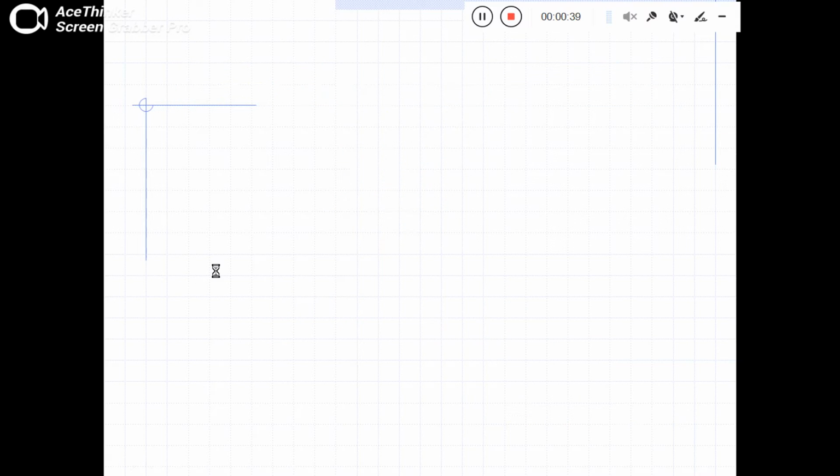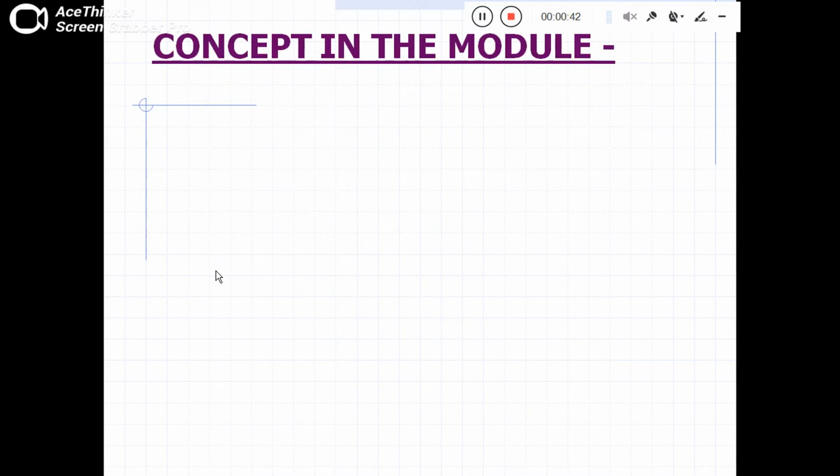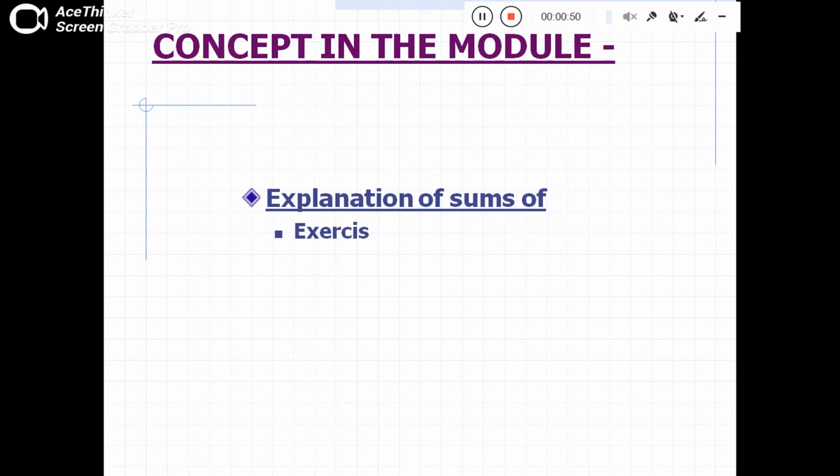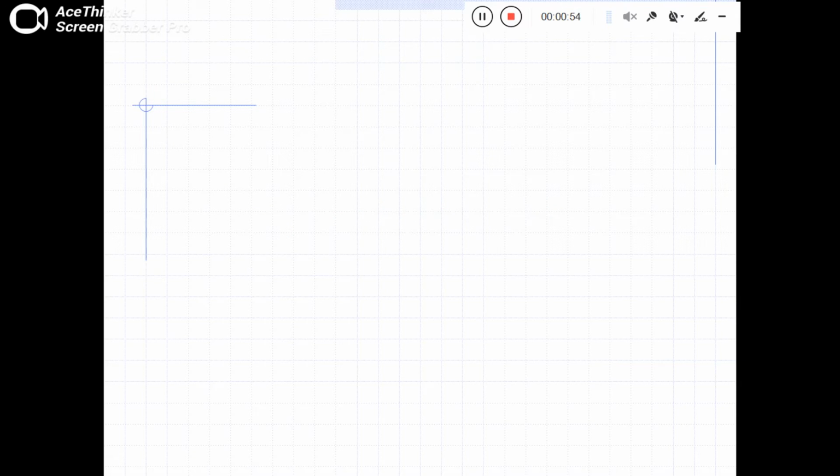In this module, we are going to learn the explanation about the sum of the exercise 2.2. So, the exercise 2.2 we are going to start. Let us see the first question in this.